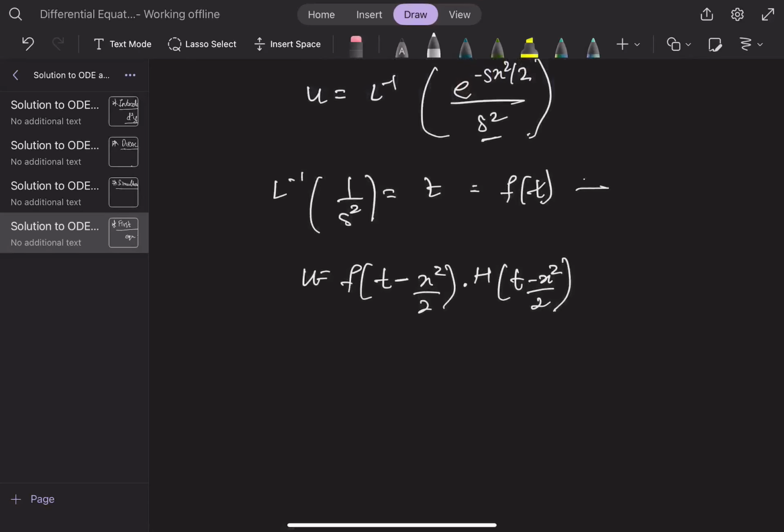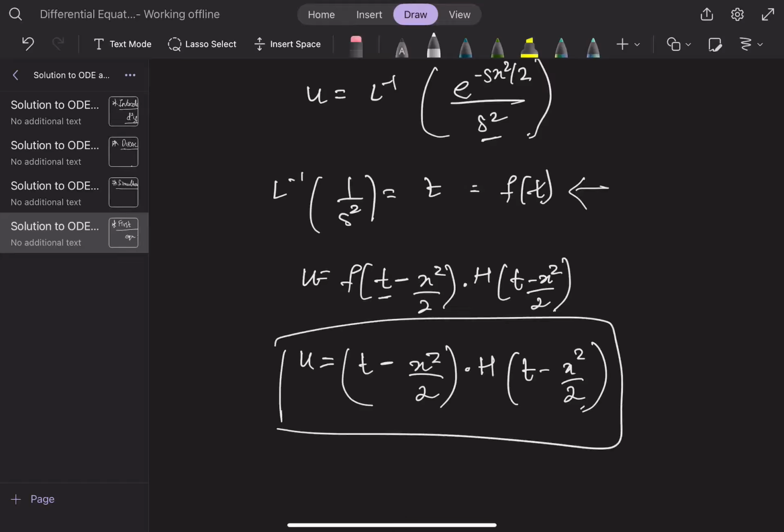As f(t) is t, you just need to replace t by t minus x square by 2. So you will get u is equal to t minus x square by 2 multiplied by h of t minus x square by 2. This is your answer. So this was the last topic in this chapter.